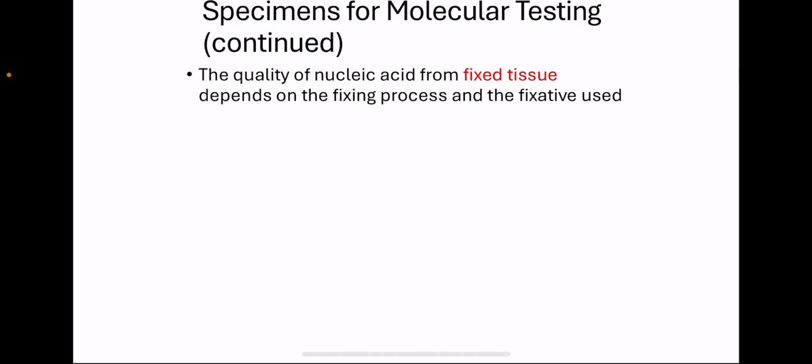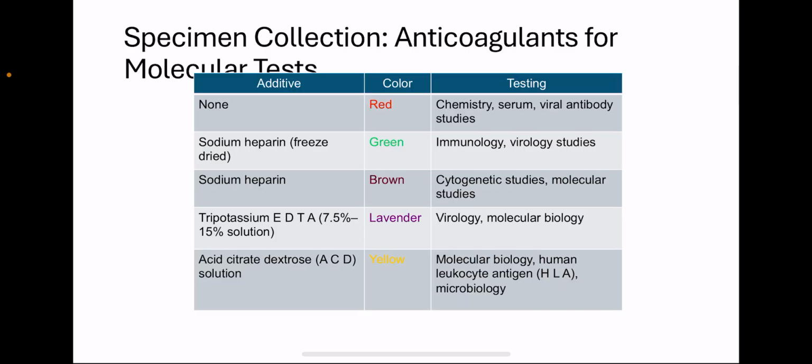Specimens for molecular testing, continued. The quality of nucleic acid from fixed tissue depends on the fixing process and the fixative used. So when it comes to blood samples, certain color top tubes are going to be appropriate for certain molecular tests.